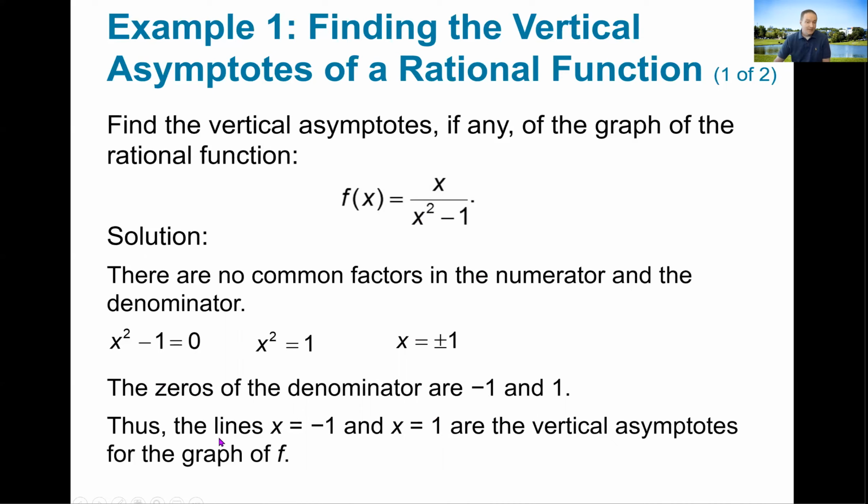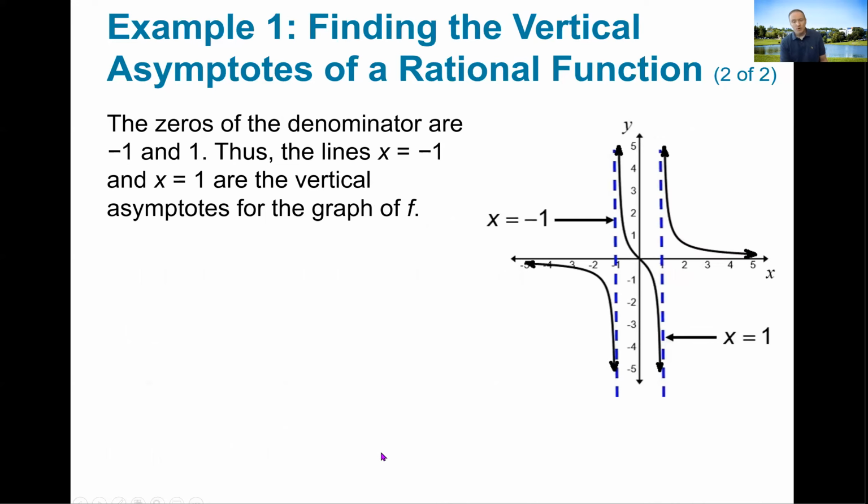The values that are the zeros of the denominator are the locations of the vertical asymptotes. So we can say x equals negative 1 and x equals 1 become the vertical asymptotes of this graph of f. Now, don't worry about where this graph comes from just yet. That's not the point of it. But the point is to show you that this function is going to have vertical asymptotes at negative 1 and 1.